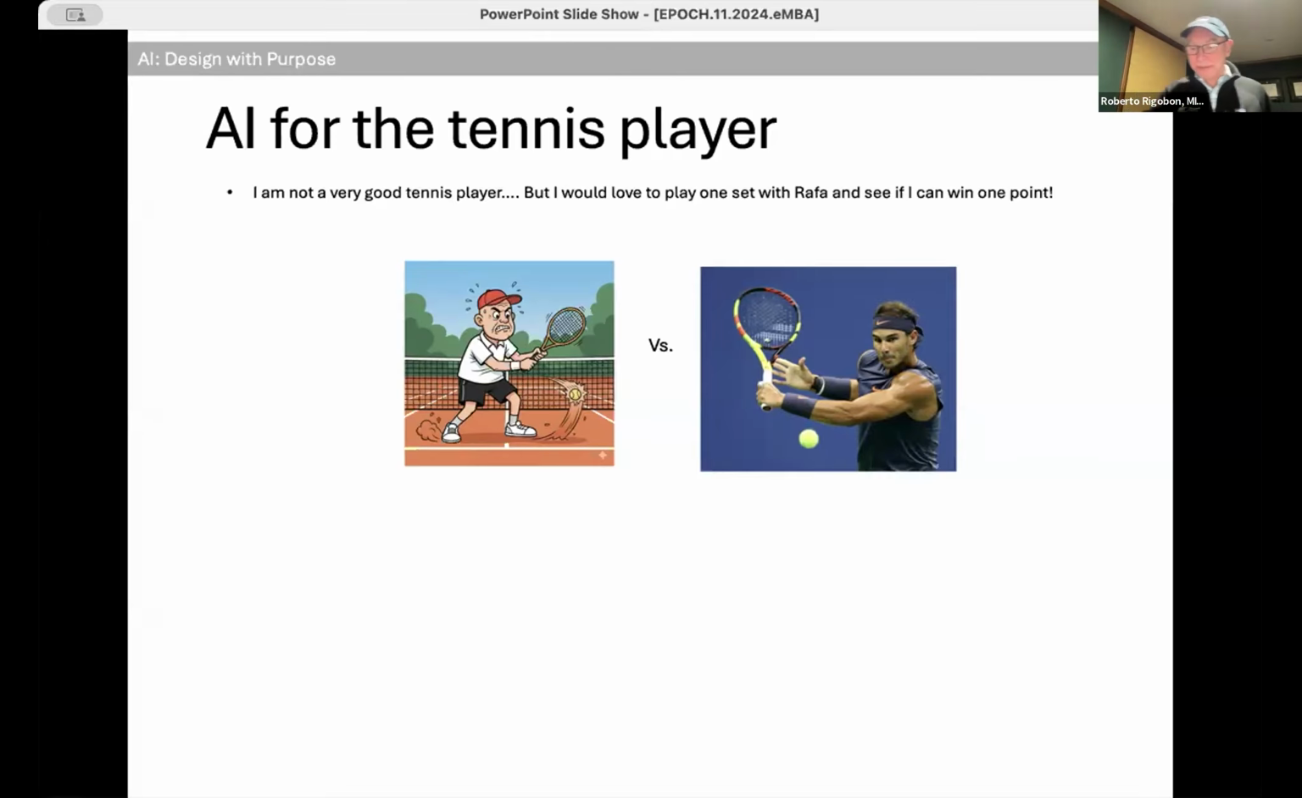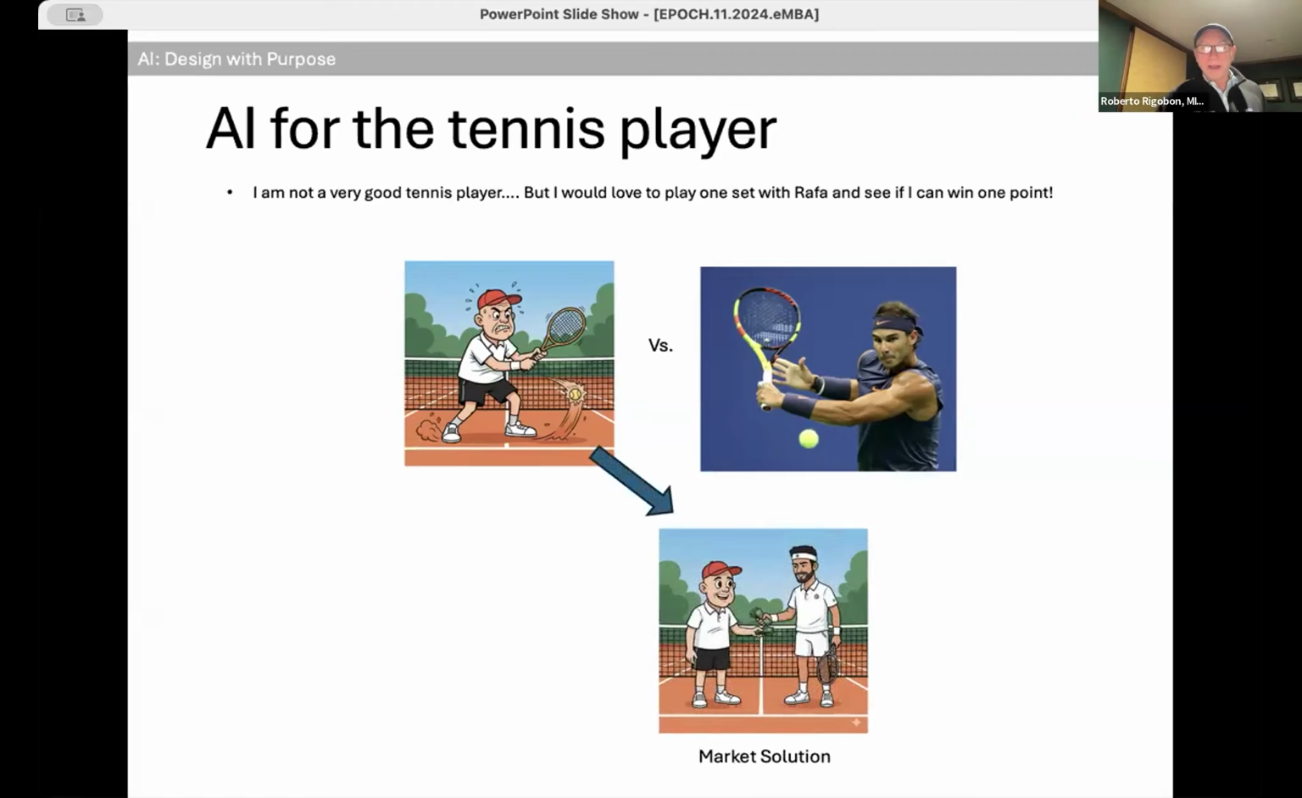So I decided, well, we have three ways to solve this. One is to use what economists do, okay? As an economist, there's one solution, which is to outsource this. So I will hire Djokovic, I'll pay Djokovic money. Djokovic on my behalf will win the point, and then I will claim that I did it.